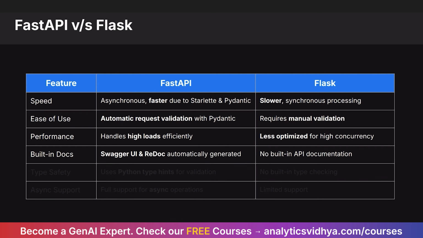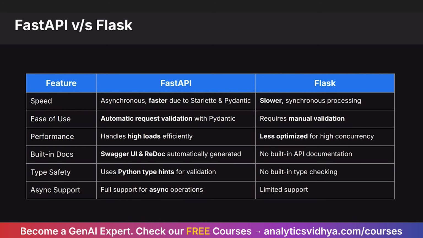FastAPI automatically generates interactive API documentation using Swagger UI and Redoc. This makes it easy to explore, test, and share your endpoints without writing any extra code. FastAPI also uses type hints for validation to ensure that the inputs are the right type and structure without writing extra validation code. FastAPI also offers full support for asynchronous operations, making it ideal for IO bound tasks like database calls or model inference. This enables your API to handle multiple requests concurrently with high performance and efficiency.